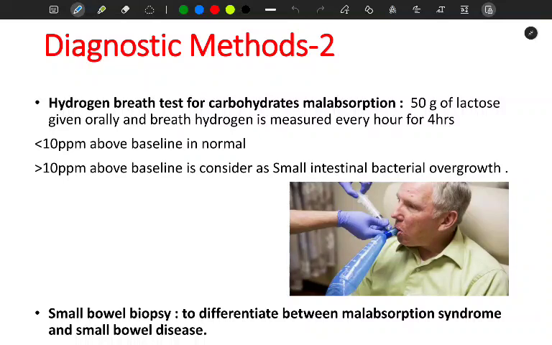Small bowel biopsy to differentiate between them, to know if it's celiac sprue, tropical sprue, or Crohn's, or what's going on. So the next step will be a biopsy after the hydrogen breath test, okay? Next.